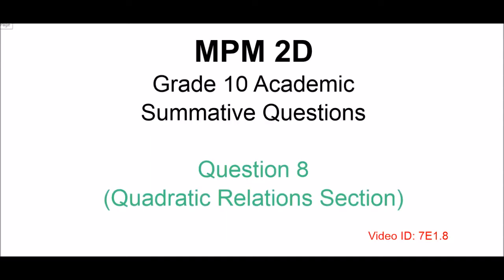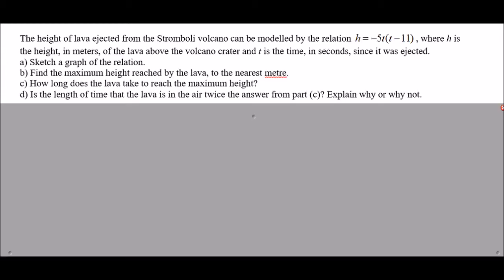This video is for grade 10 students who are working on the year-end summative. It's question number 8, which is from the quadratic relations section. The question says, the height of lava ejected from the Stromboli volcano can be modeled by the relation h equals negative 5t times t minus 11, where h is the height in meters above the volcano and t is time in seconds since it was ejected.